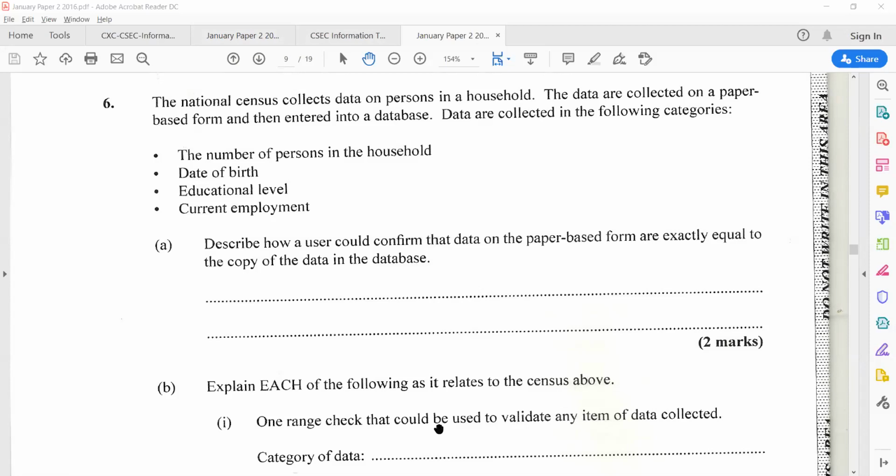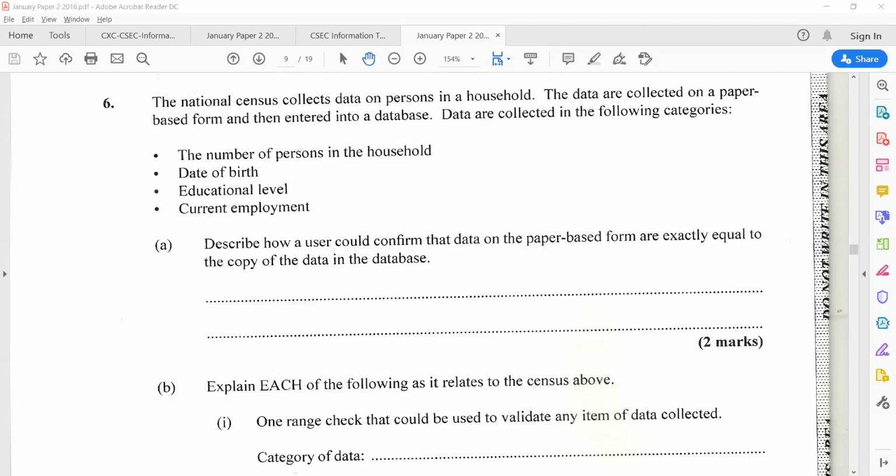How is it the user could confirm that the information is the same? We discussed this briefly in multiple choices. All right, how is it they're going to do that? For 2 marks. You're going to have to use one of the verification techniques, right? Like a visual check. Now remember, it's not state, you have to describe. So you could describe after the data is entered, right? You could say it is redisplayed on the screen, and the user is prompted to read it and confirm that the data is entered correctly.